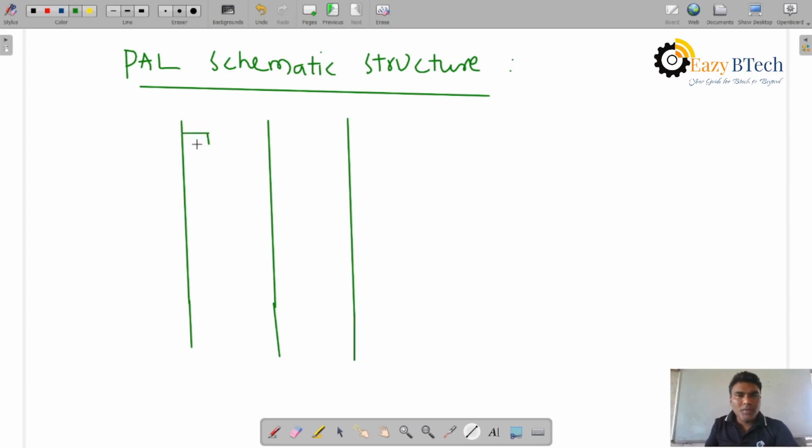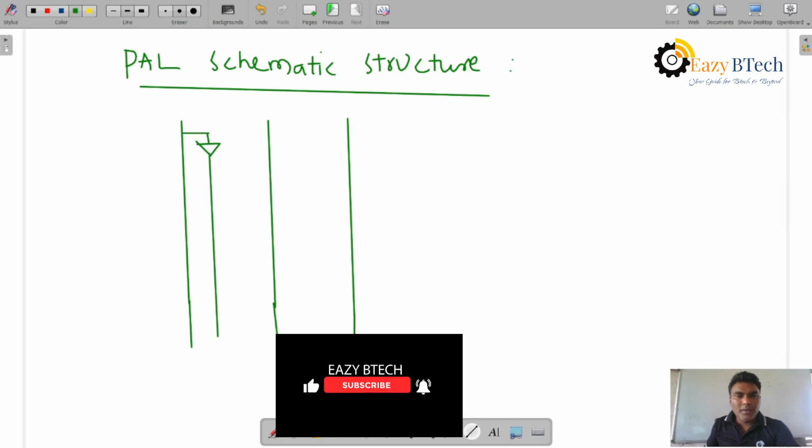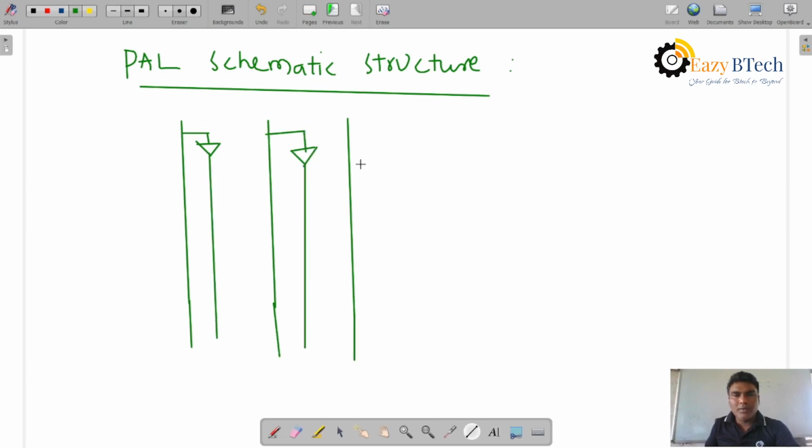x1 complement, x1 complement, x2 complement, x3 complement, x3, x3 complement. Okay, so in the problematic, when we are discussing the structure, we can also represent this schematic structure. This is x1, x2 and x3, and x1 complement, x2 complement, x3 complement.